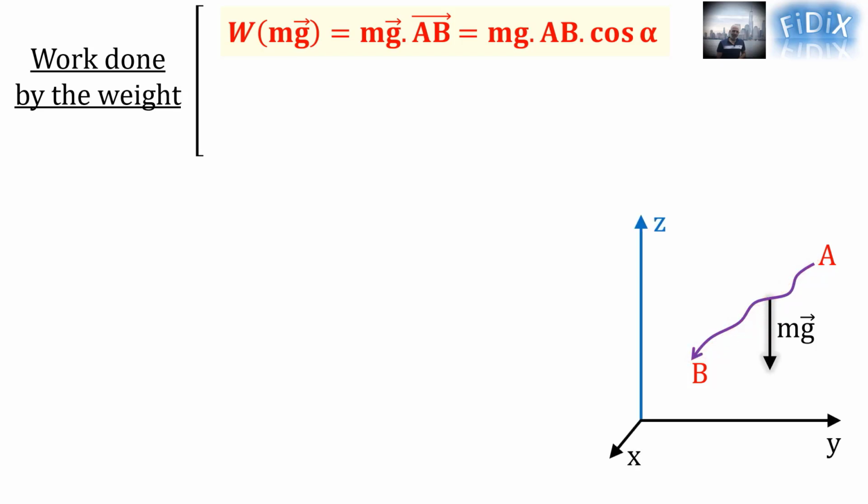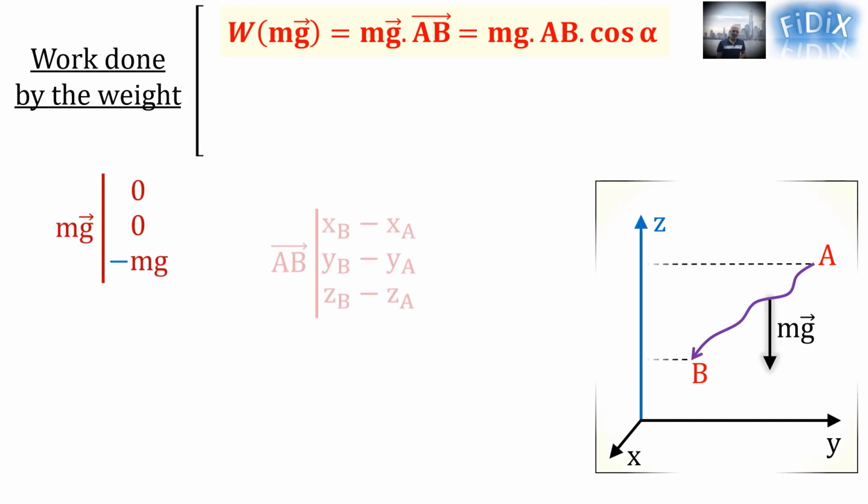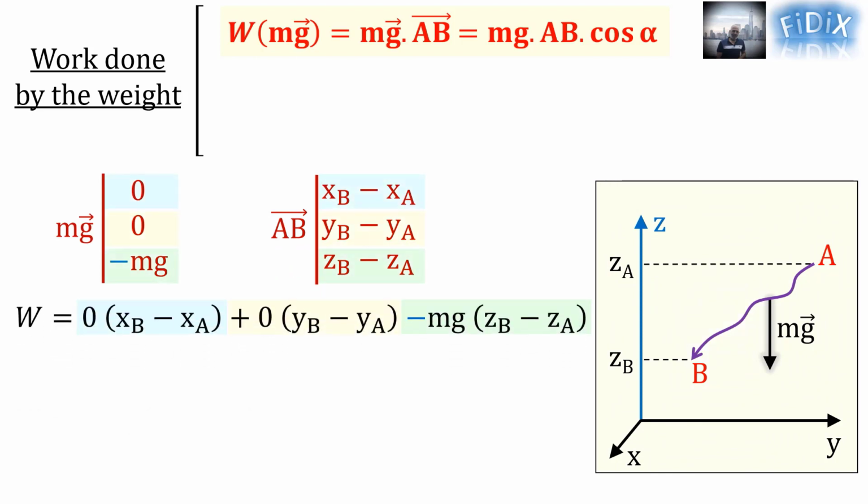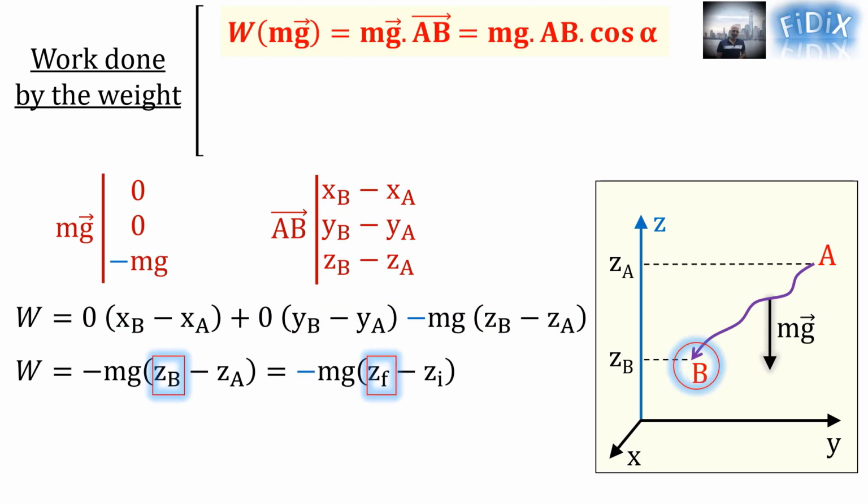In a Cartesian frame of reference xyz, as shown in the figure, we can write the coordinates of vector mg and those of vector AB. The dot product gives W equals minus mg multiplied by zb minus za, where b corresponds to the final position and a to the initial position.